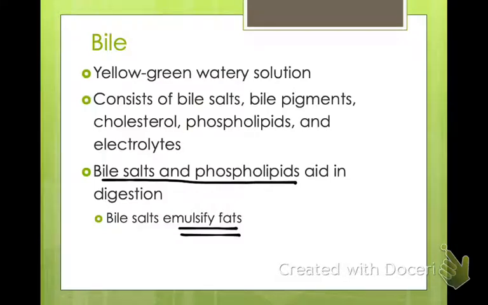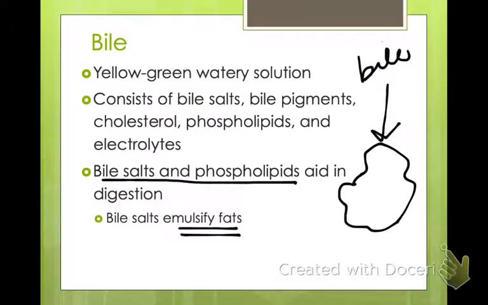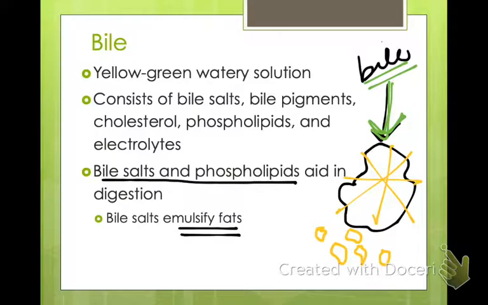And emulsifying fats means, let's just say that I have this big globule of fat. I have the bile coming in. Let's color that bile green. I have the bile coming in to break down this fat. And so the bile kind of attacks the fat, and the fat ends up breaking down into smaller little fat particles, like so. So what the phospholipids and the bile salts do is just break apart that big globule of fat and kind of attack it and break it into these smaller bits and pieces so that your body is able to then break it down even further with enzymes from the pancreas. So that's what's happening with the bile.